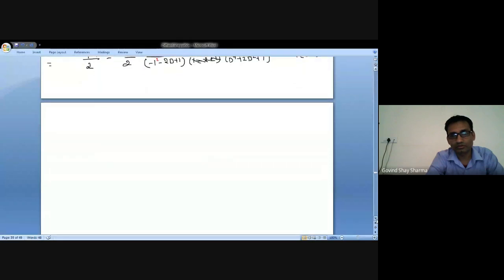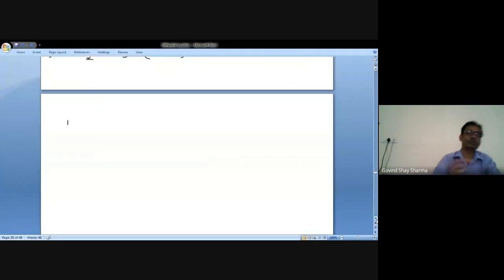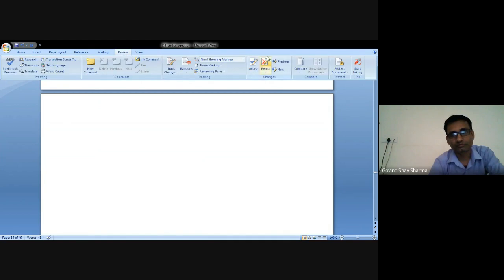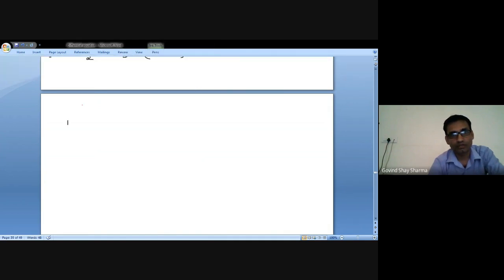Dear students, first I want to tell you what a variable coefficient is. I'm writing a differential equation like this.